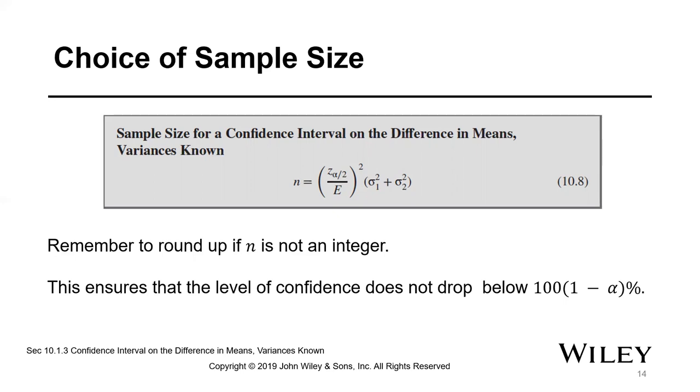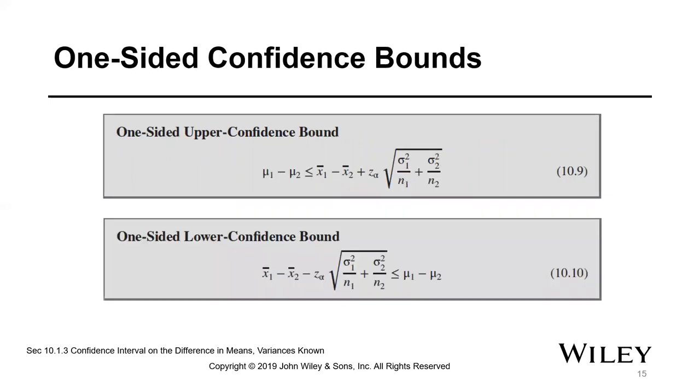So all this ensures that the level of confidence does not drop below 100 times 1 minus alpha. If you want to do one-sided, you do one-sided. The main difference is it's not Z alpha divided by 2, it's Z alpha. That's the only difference between the two. Once again, this is all kind of the same formula, just reworked each individual time. So upper, you add, obviously, because you want the higher value. Lower, you subtract, you want the lower value.